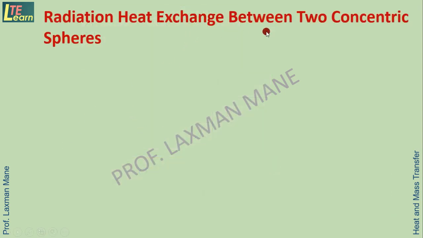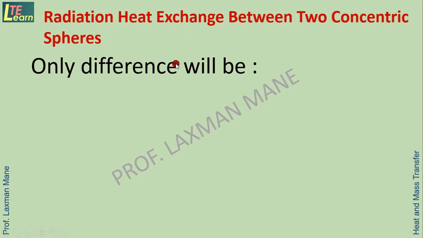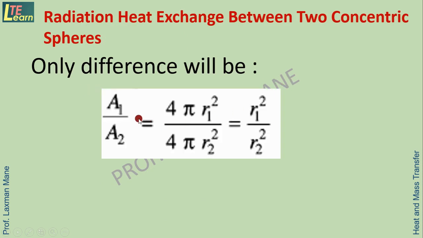Now radiation heat exchange between two concentric spheres. Here in this case the only difference will be in the areas. So A1 by A2 will be equal to the area of the inner sphere, 4 pi R1 square, and A2 is the surface area of the outer sphere, that is 4 pi R2 square. Cancellation of 4 pi from numerator and denominator, we have A1 by A2 is equal to R1 square by R2 square.